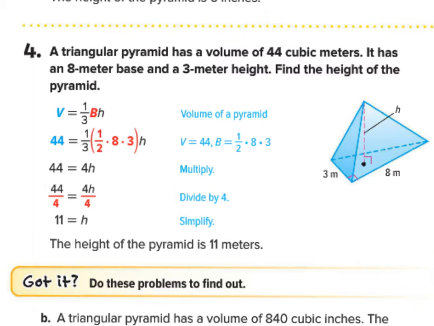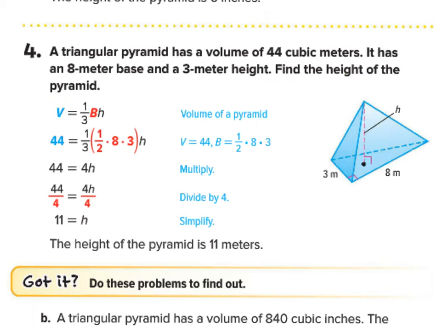Okay. Again, we use our formula. Volume equals 1/3 of the base of the area times the height. What's our volume? Well, it says here, our triangular pyramid has a volume of 44 cubic meters. It has an 8-meter base and a 3-meter height. Find the height of the pyramid.